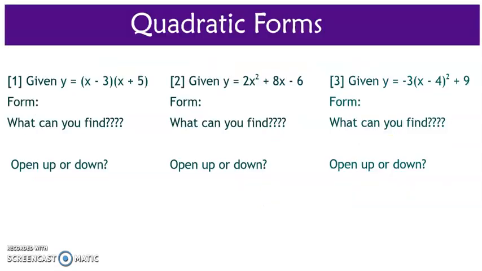So let's look at some examples here. Our first example is y equals x minus 3 times x plus 5. I see two sets of parentheses, so that tells me that that is in factored form. Okay, so each of these binomials here, x minus 3 and x plus 5, tell us the roots or x-intercepts.